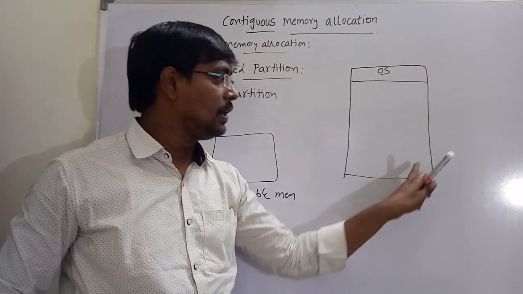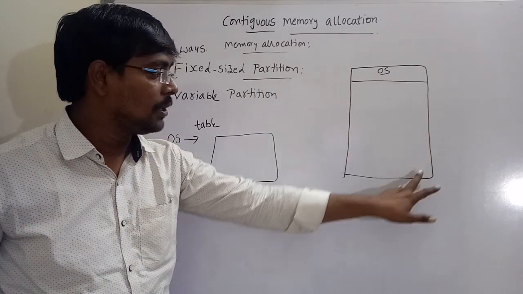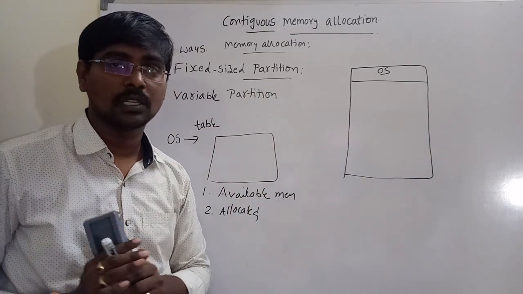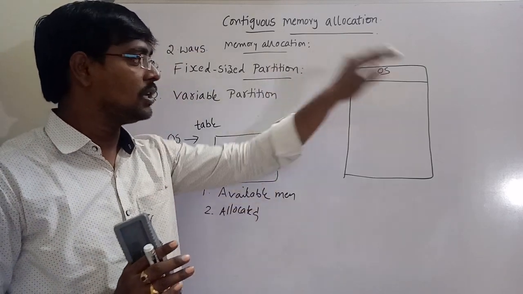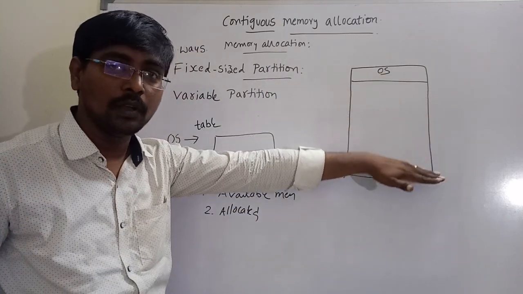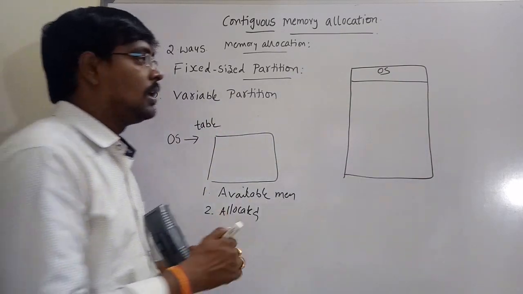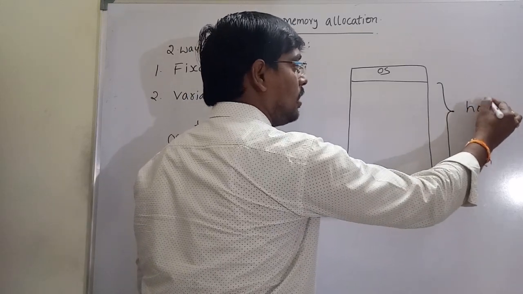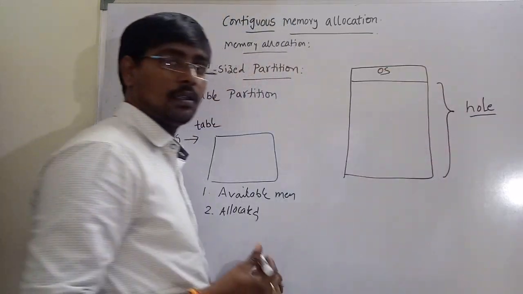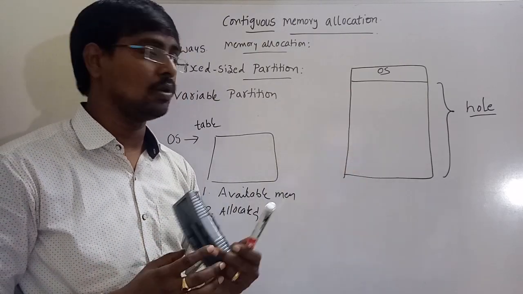This is the complete memory available. Initially, this is the complete memory available for a process. Here no partition is done. In fixed sized partition, initially we divide memory into different blocks, but in variable partition, no partition is done. The complete available memory is initially called a hole, meaning the large available free memory is called a hole.